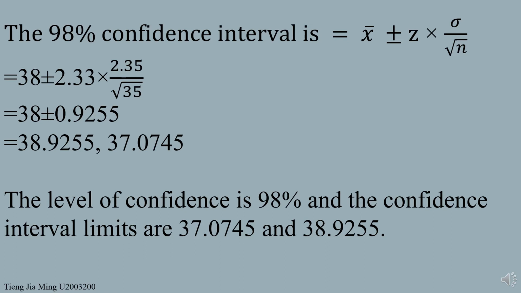We get two answers because of the positive and negative sign. We get the answers 38.9255 and 37.0745. In conclusion, the level of confidence is 98% and the confidence interval limits are 37.0745 and 38.9255. That's all for me.